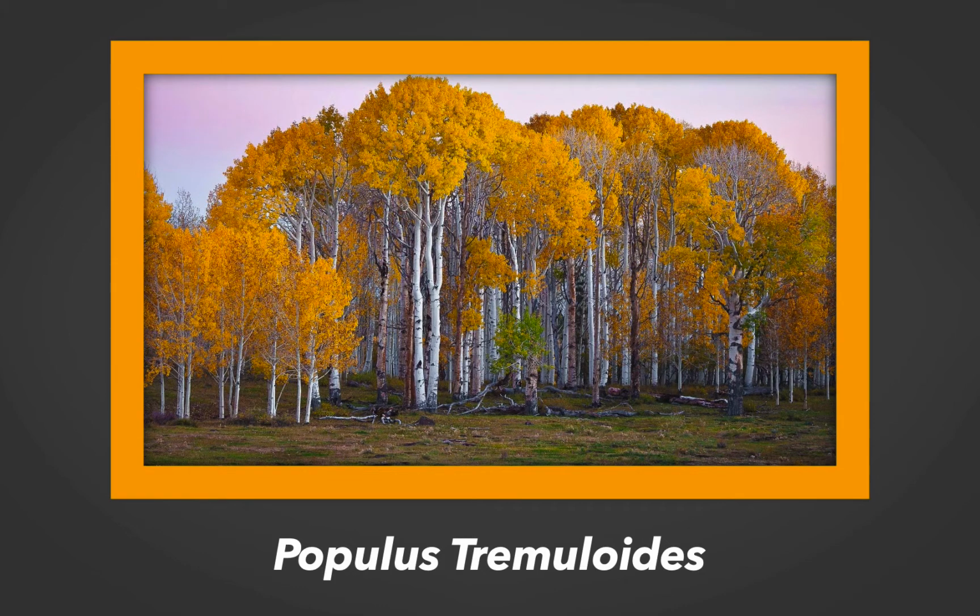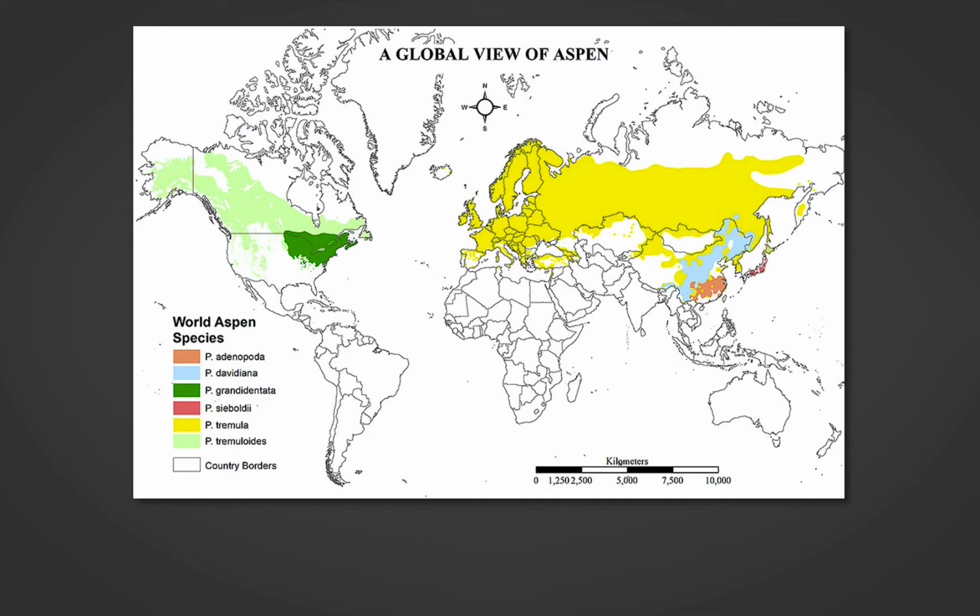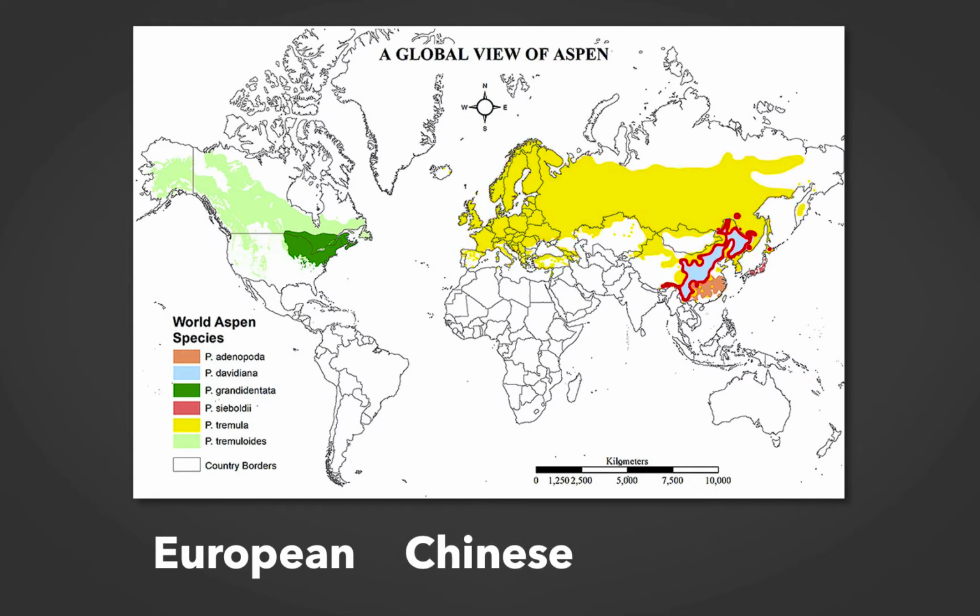The quaking aspen, also known as Populus tremuloides for you Latin speakers out there, is a type of deciduous tree commonly found throughout the upper areas of North America. It is one of a half-dozen species of aspen, the other common species being the European aspen, the Chinese aspen, and the big-tooth aspen.